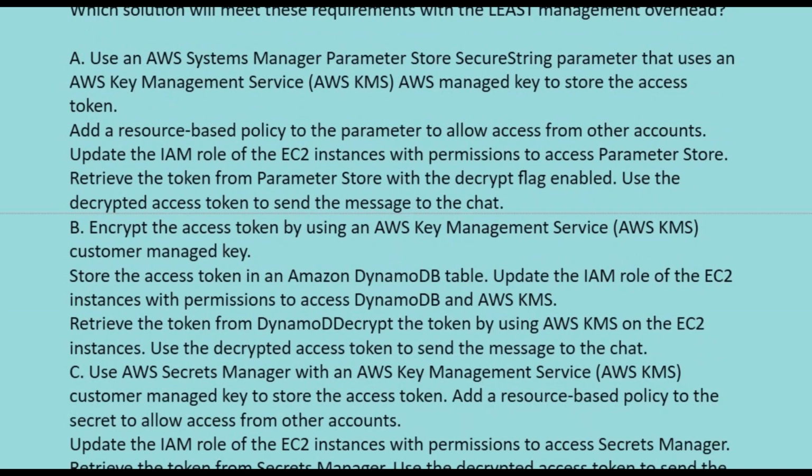Option B. Encrypt the access token by using an AWS Key Management Service (AWS KMS) customer managed key. Store the access token in an Amazon DynamoDB table. Update the IAM role of the EC2 instances with permissions to access DynamoDB and AWS KMS. Retrieve the token from DynamoDB. Decrypt the token by using AWS KMS on the EC2 instances. Use the decrypted access token to send the message to the chat.